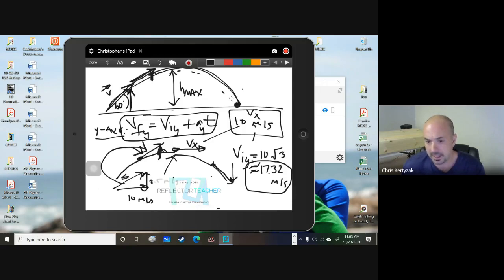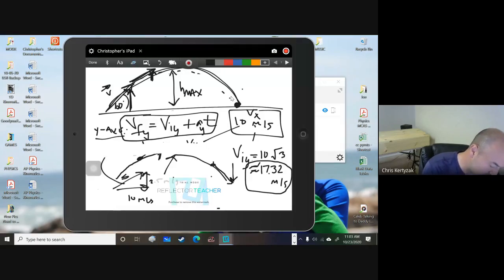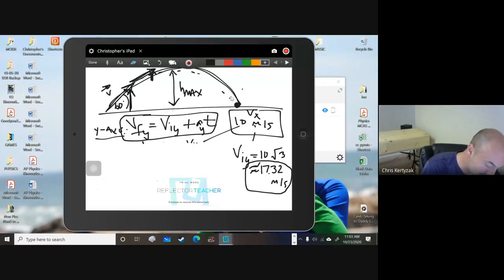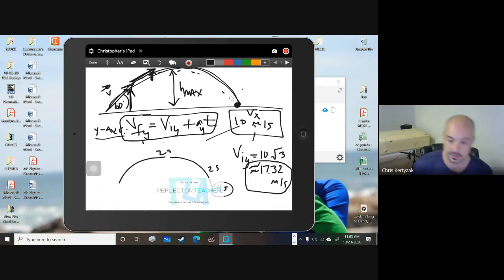But if they don't, and a lot of times they won't, usually at an AP exam, if they ask for the speed right at the top, it's just Vx, it's 10. So with that in mind, the y component velocity is 0 at the top. Why are we talking about this? Because the question was, what is the total time that it's in flight? If it takes 2 seconds to arrive here, then it just takes another 2 seconds to come back down, for a total of 4 seconds. 2 seconds up, 2 seconds down.